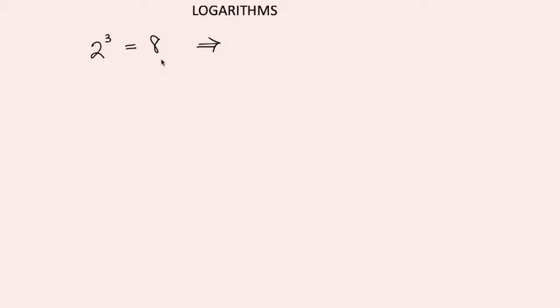Now we can express this as a logarithm. And to express this as a logarithm, all we have to do is log. The base of our indices here is 2, so we're in a base of 2. And then the answer to our indices here is 8. So the question we're asking ourselves is, to what power do we have to raise 2 to produce 8? To what power do you have to raise the base 2 to produce 8? And that is 3.